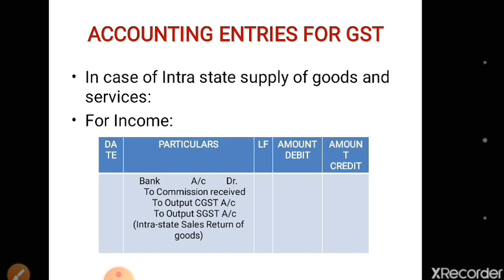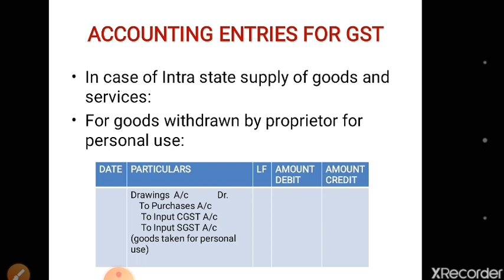For income, it means money is coming, so bank account is debited. Income is credited to commission received, and along with commission we will get output CGST and output SGST. Sometimes the owner withdraws goods for private use, for personal use, and such goods are known as drawings. Drawings will be debited and purchases will reduce due to this withdrawal, so purchases will be credited. Input CGST and input SGST will also be credited.